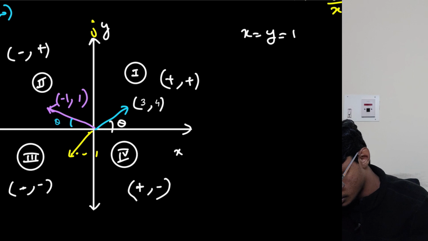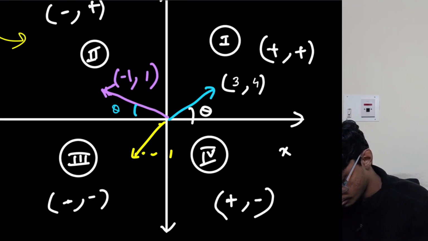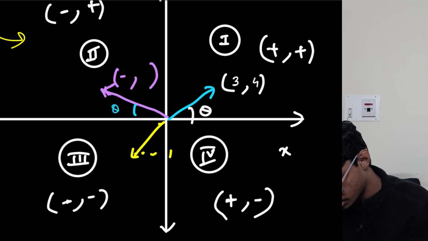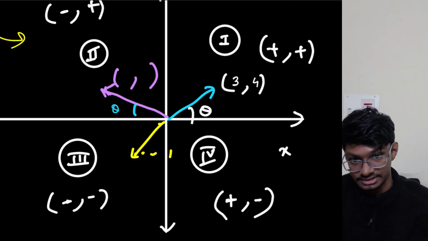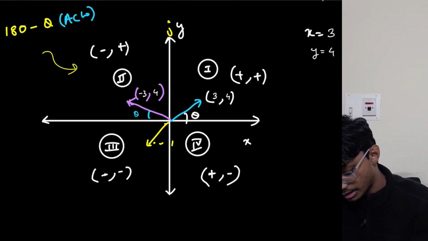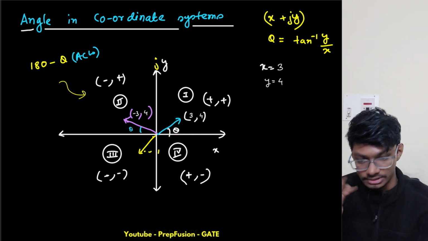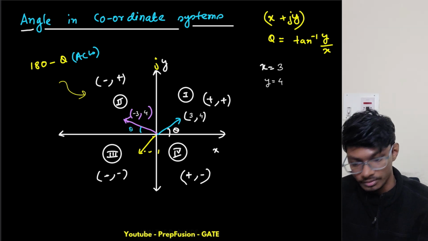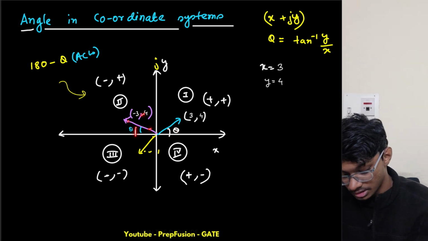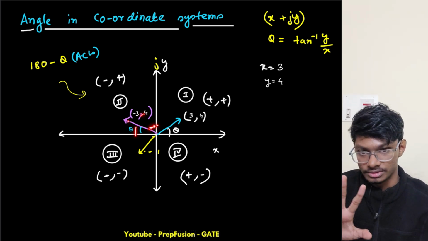Here also I will write not x equals y equals 1. Now this is minus x, right? So this will be -3 and this will be 4. Now can you tell me what will be the value of theta? Here it is tan inverse y upon x, which is 4/3. Here also tan inverse y upon x, which is 4/3. So this is theta. And what is this? This also I can measure. This is tan inverse x upon y.